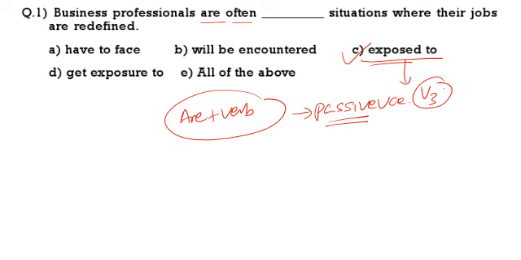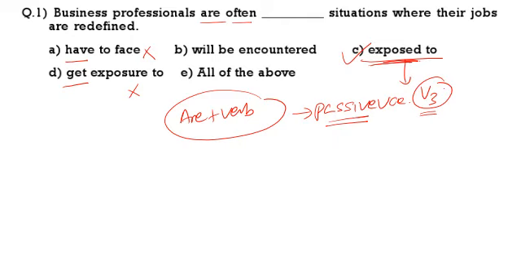So here A and D are incorrect. 'Have to face' is not correct. Also this one, 'get exposure to', is not correct. Why are they incorrect? As they have used the verbs have and get, which are not past participles. We should use the third form of the verb only, the past participle. So 'exposed to' is the correct answer.